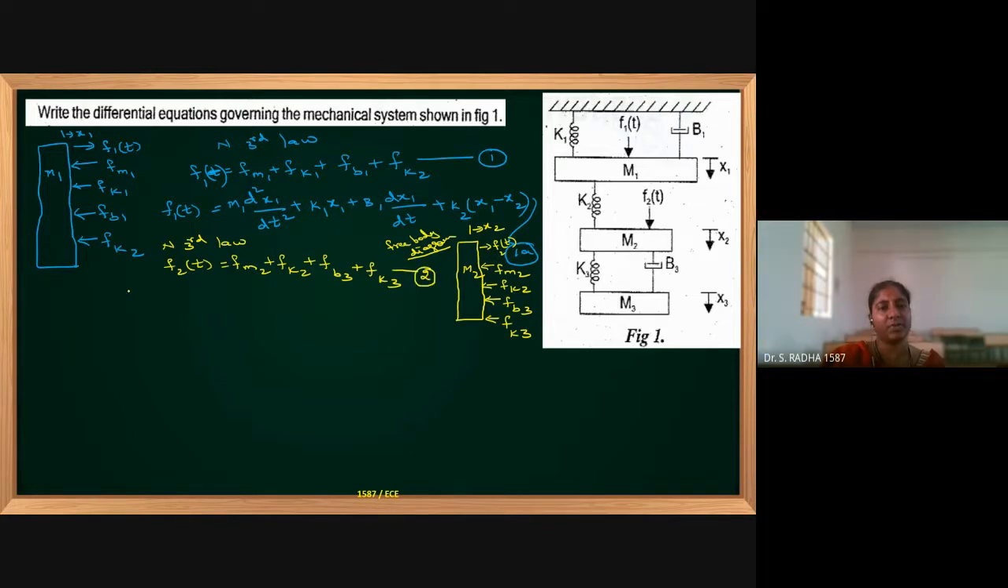Force balance equations. For the applied force, there will not be any force balance equation. For mass, we have to write only one displacement. You can see, it is second order, and one displacement we have to use. X2 is the displacement for M2.